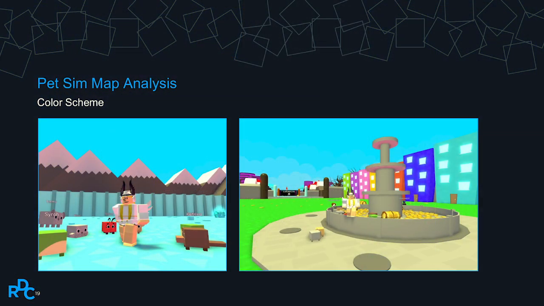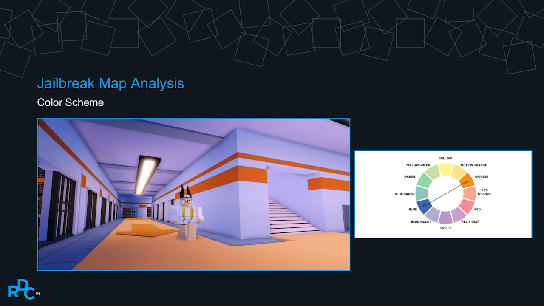So in Pet Sim, we see their colors are very vibrant and in your face, but if you look in the fountain underneath it, they use a pink lighting, and that makes it a little bit softer, so when you're walking around the map, it's not as blinding. And in Jailbreak, they actually look at color theory, and you see the blue and the orange are across the color wheel, so they complement each other really well, and they use this theme throughout the map. Also, colors that work really well: purple and yellow, and red and green.